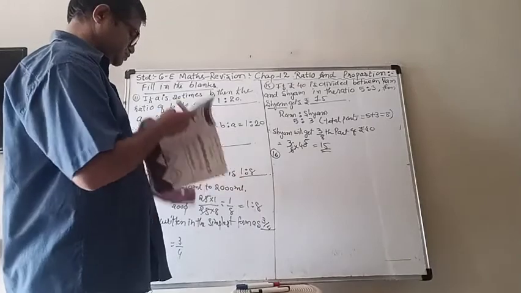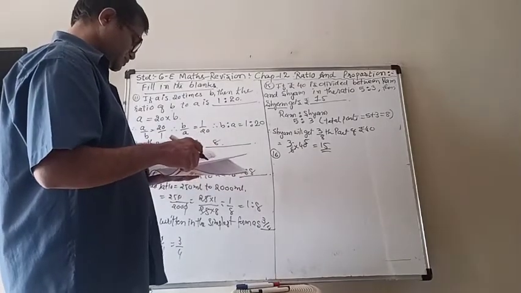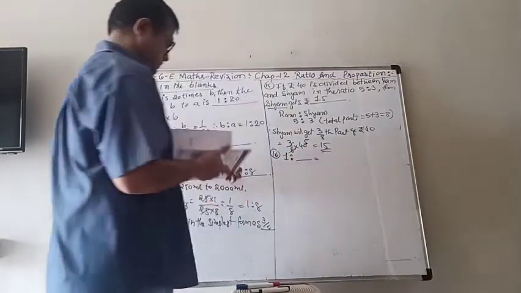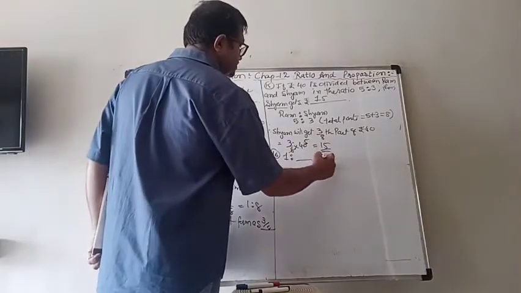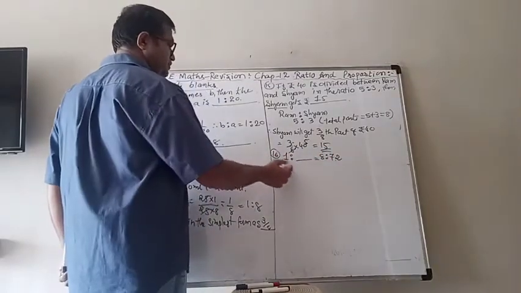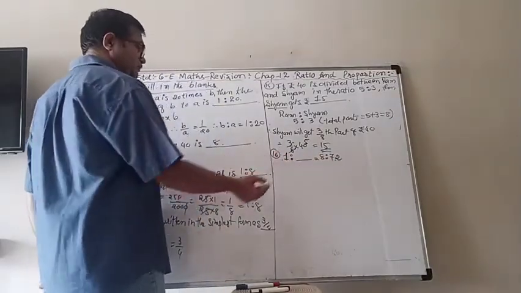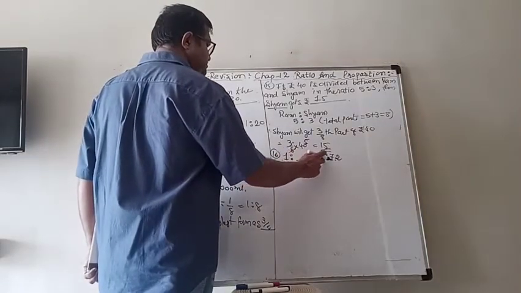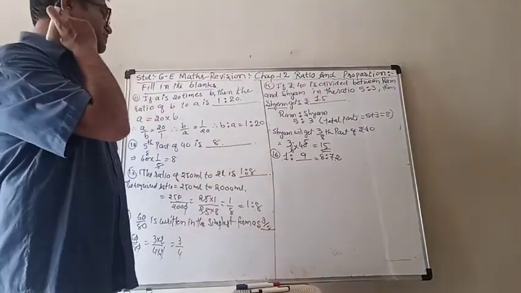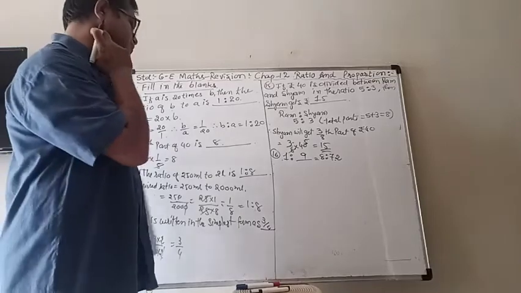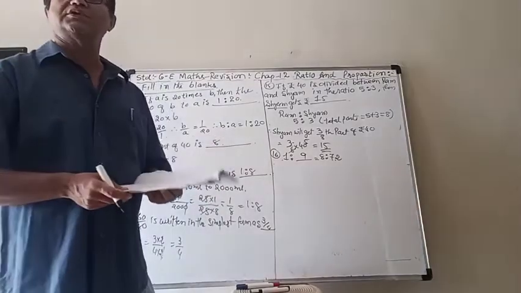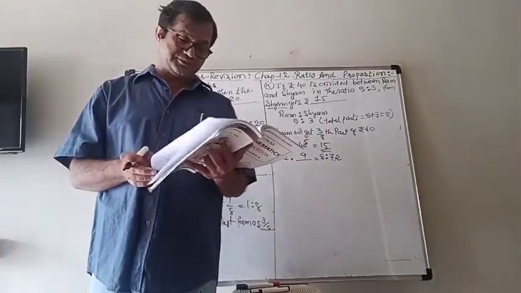Next one. 1 is to blank is equal to 8:72. Now you can see that 1 and 72 are extreme terms. 72 ones are 72. Then how many 8s are 72? So 8 9s are 72. So 1:9 is equal to 8:72. We know that the product of extreme terms is equal to the product of the middle terms.